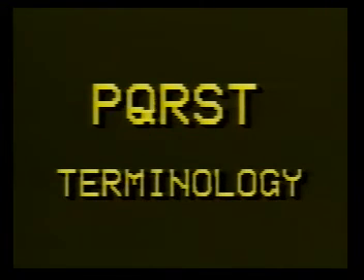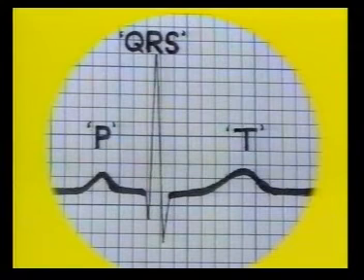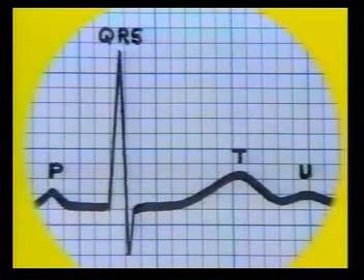This is the terminology used to describe the various waveforms of an electrocardiographic tracing. The first wave is the P wave, which represents depolarization and contraction of the atria. The next is the QRS complex, which represents the depolarization and contraction of the ventricles. It is followed by the T wave representing repolarization of the ventricles. The repolarization of the atria is not recorded on the routine electrocardiograph. Sometimes another small upright wave follows the T wave and is termed as the U wave.